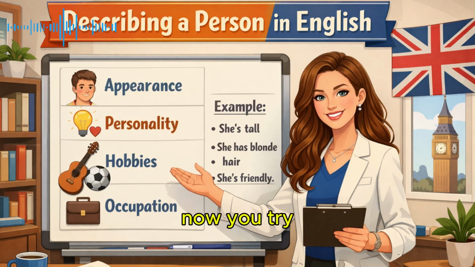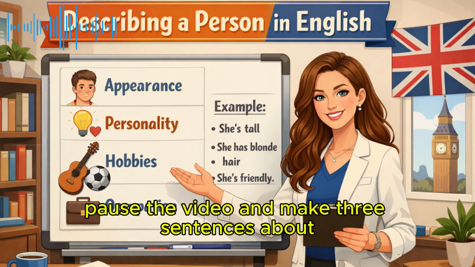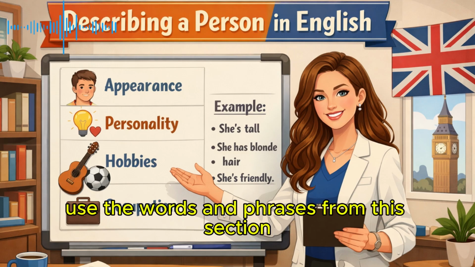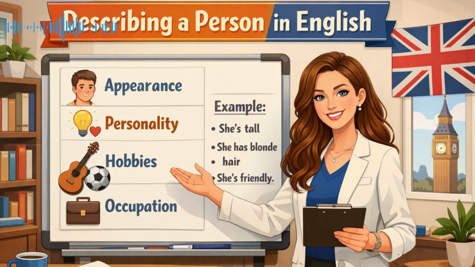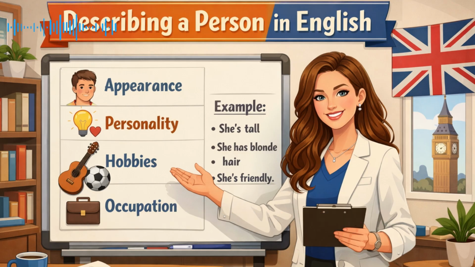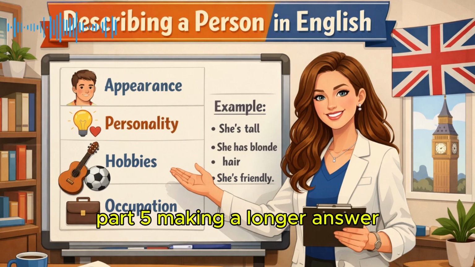Now you try. Pause the video and make 3 sentences about your relationship with the person you're talking about. Use the words and phrases from this section. All right? Now, we have one more thing to do. Part 5, making a longer answer.